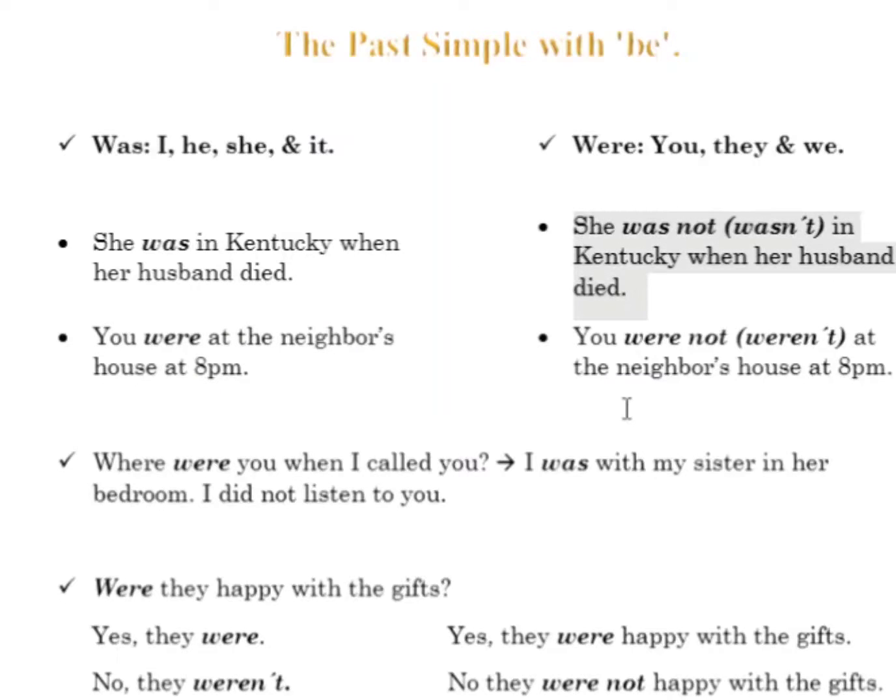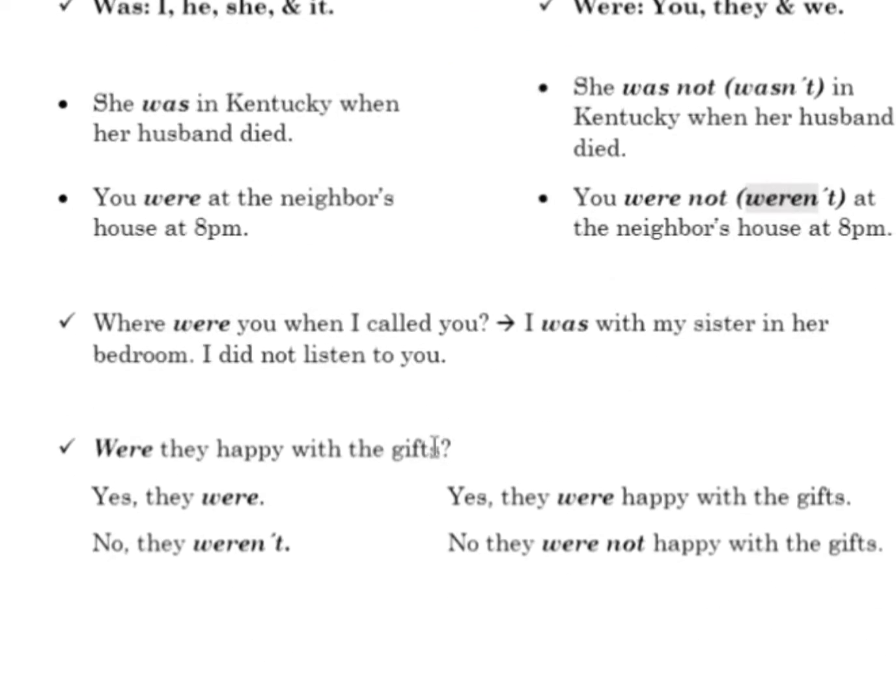In the negative forms, we can say she was not in Kentucky when her husband died. So was not has a contraction, wasn't, and you were not at the neighbor's house at 8 p.m. In this case, the contraction between were and not is weren't. We can also make questions. For example, where were you when I called you? The answer could be, I was with my sister in her bedroom.